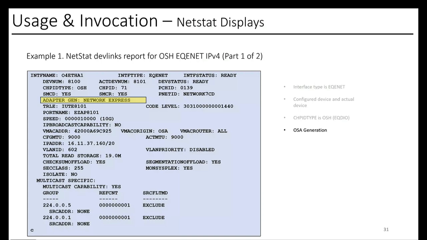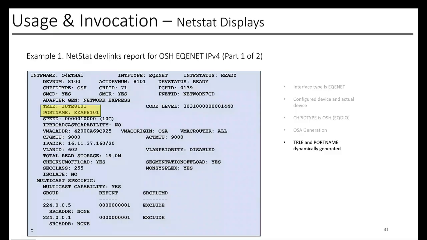Here's the VTAM dynamically built TRLE that we pass back to the stack for your convenience, so if you want to know, you can go over to VTAM and issue a D NET ID on that TRLE and get the information there, or a D NET TRLE equals, and put that TRLE name in there.